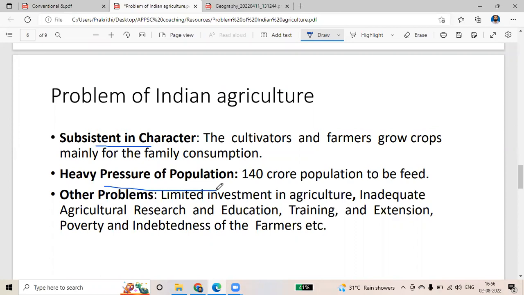So there will be heavy pressure of population in the agriculture sector. That's why we are following green revolution, we are going for mechanization, we are going for high yield variety seeds, we are going for multiple cropping system. ये सब क्योंकि we have enough more population to feed. India is the second largest country in population. So our agriculture has a heavy pressure of population.